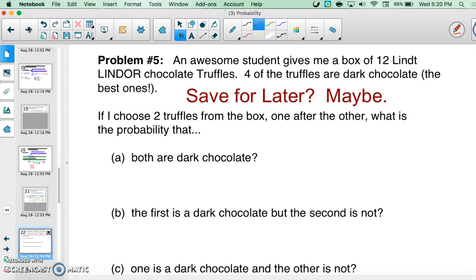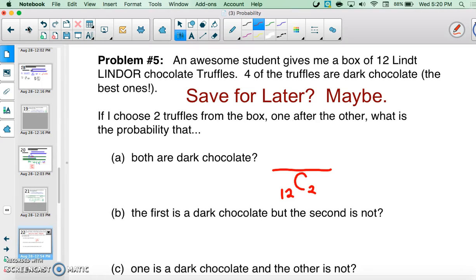So I'm going to treat this kind of like the card problems, where I want to choose the ones I want in my group, and then I'm also choosing the ones I don't want in my group, and we're dividing by the total number of options. So our total options here for picking 2 of the truffles, and we have 12 total. So on our bottom, we've got 12 total, and we're choosing 2 of these.